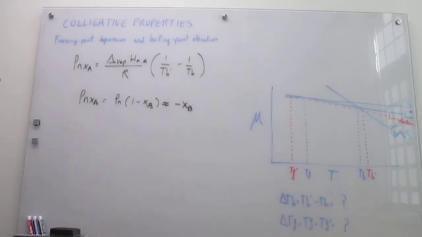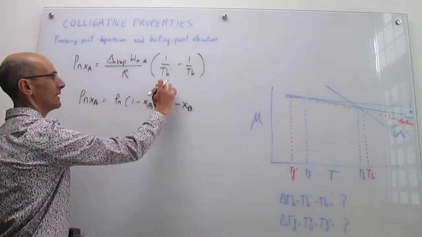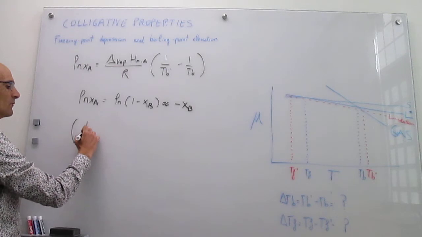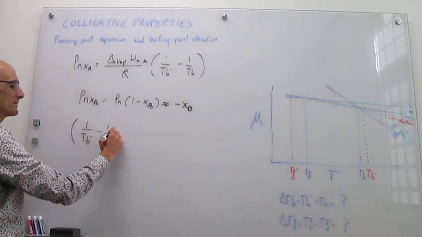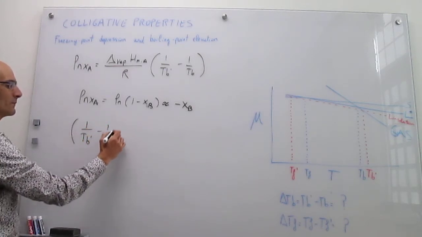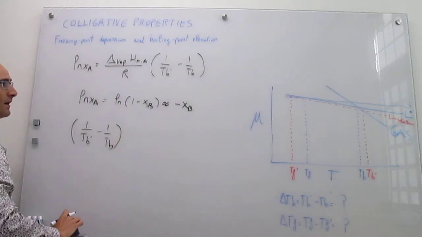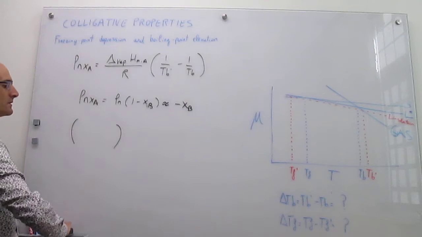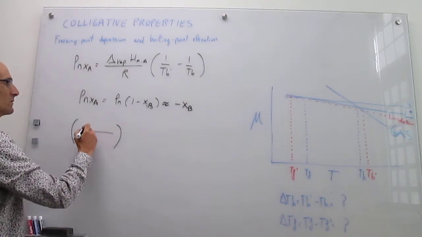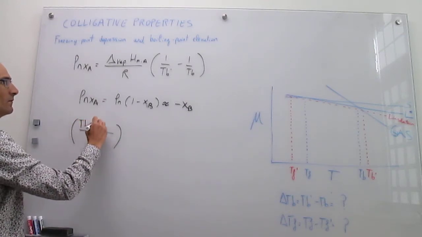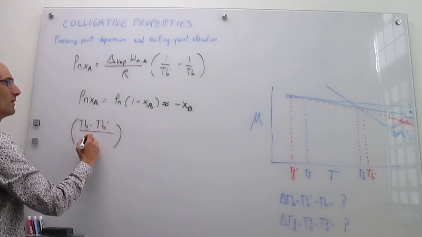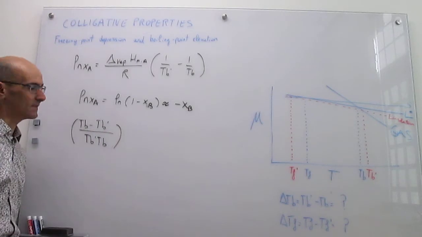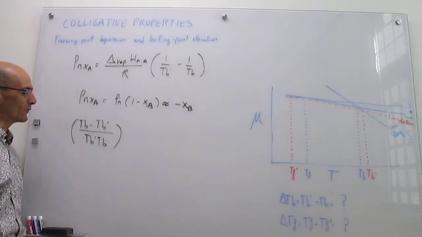Now, what about the right-hand side? For the right-hand side, what we can do is take a look at that parenthesis and see here if we can do something about it. All right, so notice that what we can do is simply multiply through and find out that that parenthesis is just going to be equal to T sub b minus T sub b prime over T sub b prime T sub b. Okay, that is something that you can do in that parenthesis.